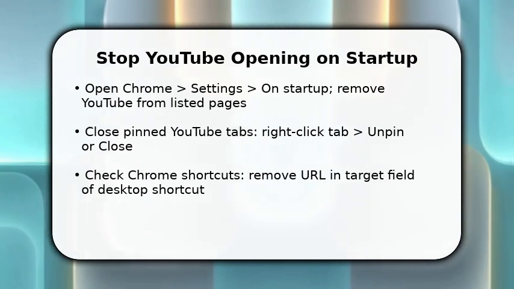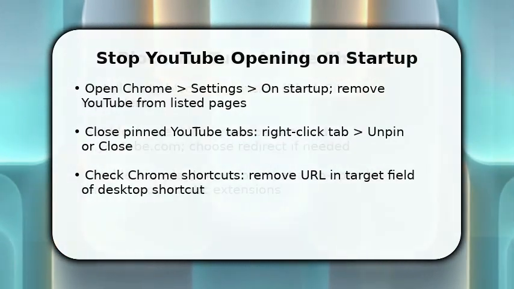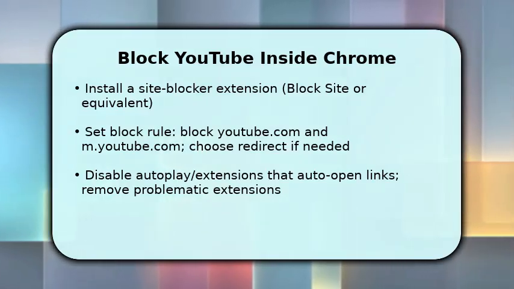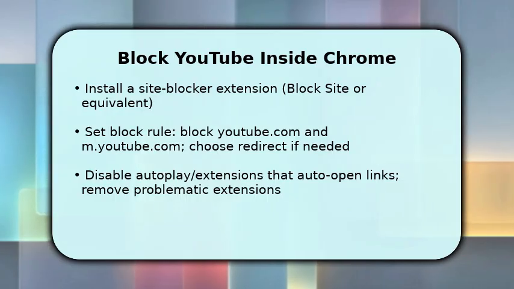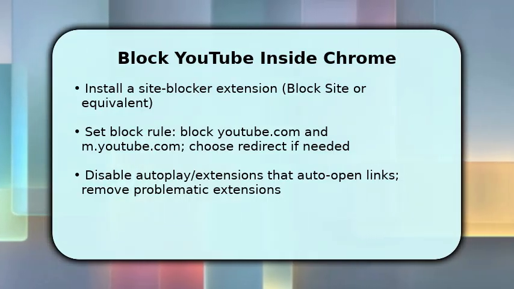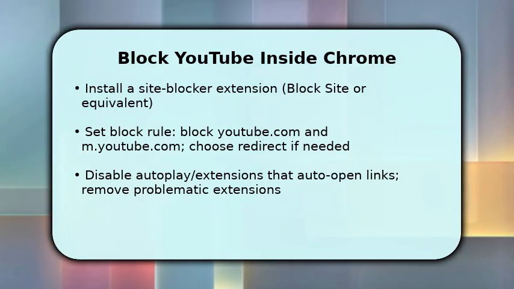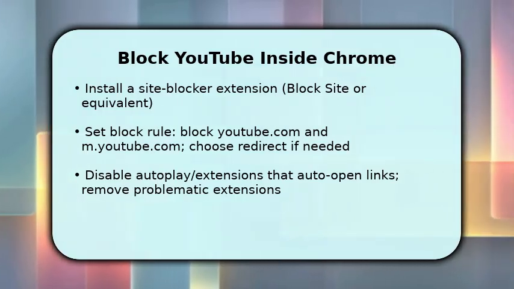Now block YouTube so it can't open from links or extensions. Install a reputable site blocker, then add rules for youtube.com and m.youtube.com. Choose to redirect to a blank page or new tab. Review extensions and disable any that open YouTube automatically, especially link openers or video downloaders.